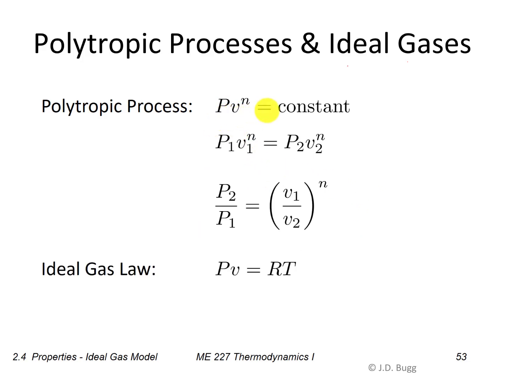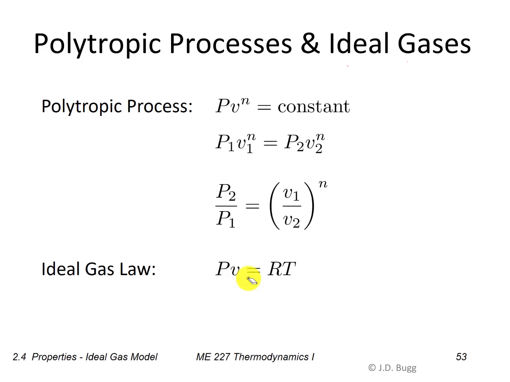Next, I want to review the ideal gas law. That's PV equals RT. Notice the ideal gas law also involves these two properties, P and V, that are in our polytropic process. So we're going to combine these things together and show some special relationships that we can use if we have a polytropic process and an ideal gas.